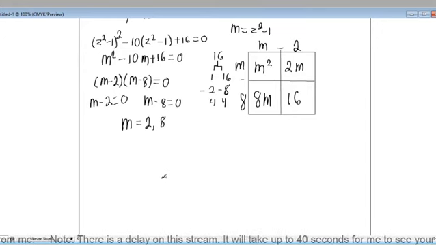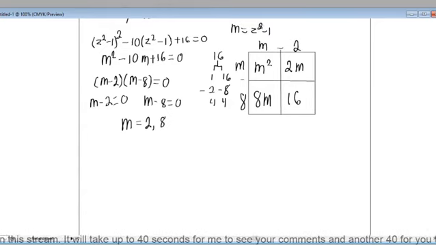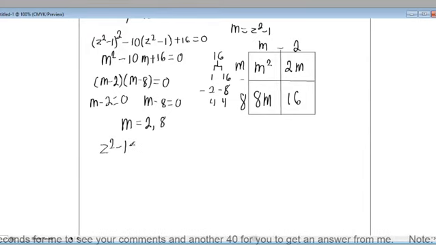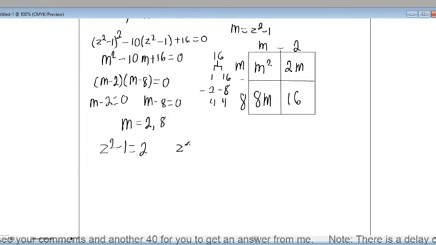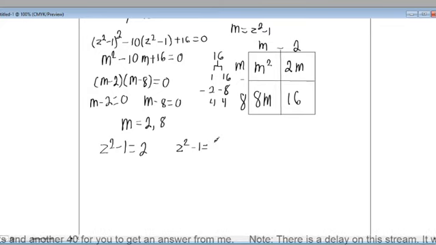So remember that this does not mean that we have our answer. It just means that we know what m could be. And we said that m is equal to z squared minus 1. So we now need to say z squared minus 1 could be equal to 2, or z squared minus 1 could be equal to 8. And solve each of these.